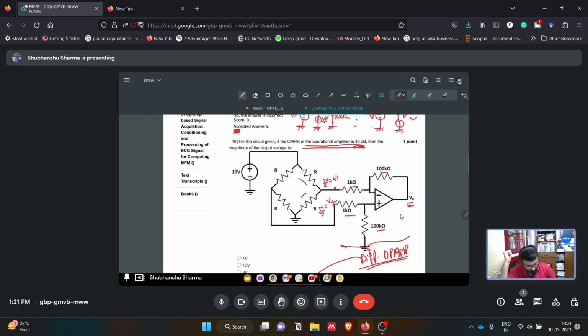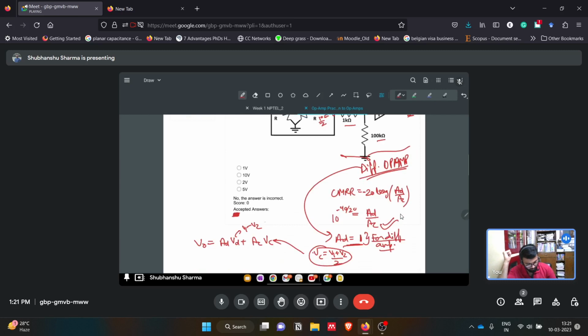10 by 2. Okay. So this V1 and V2 both are same. That's why V1 minus V2 will become 0. But we will have VC something. So we can get V output equals to AC VC. So we know AC, we know now VC also. We can get V naught.